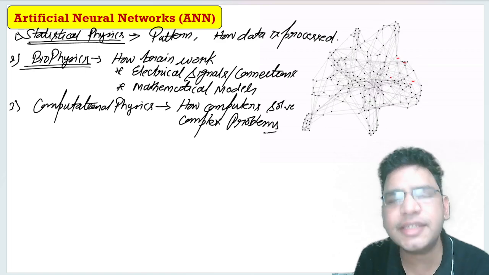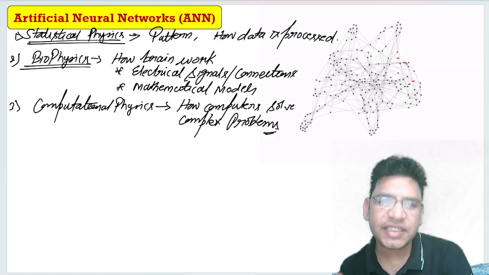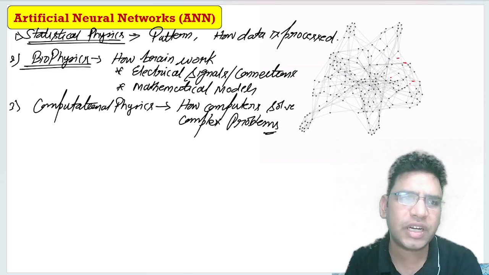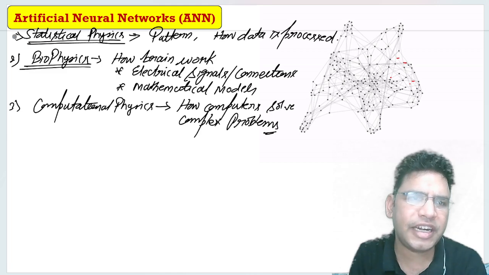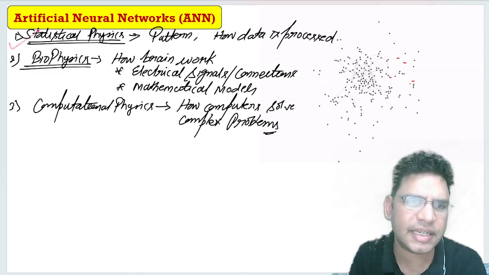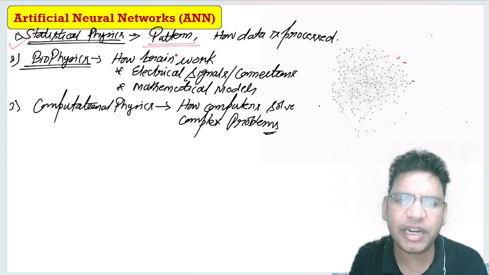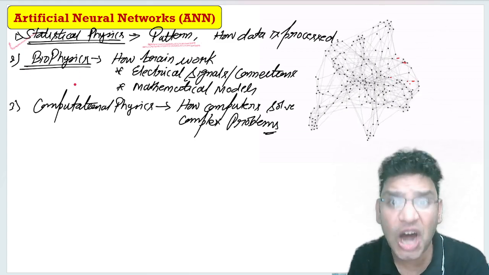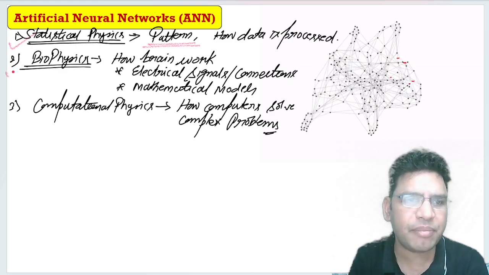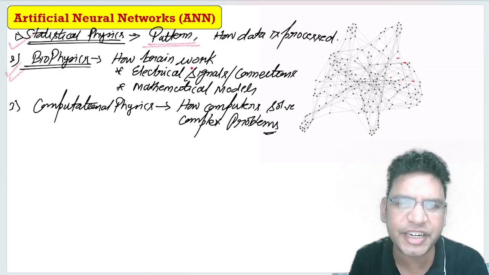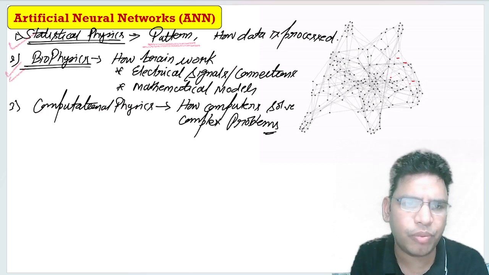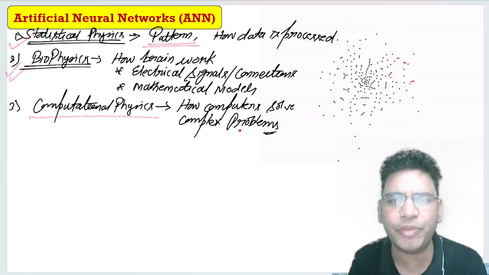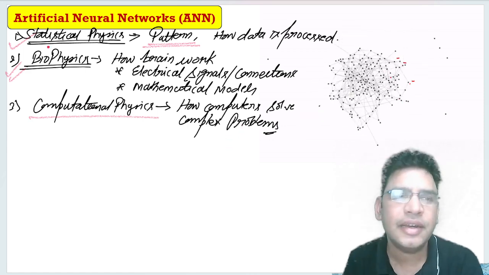This is why this year the Nobel Prize was given for physics, right? So the artificial neural network is based on three branches of fundamental physics. One is statistical physics, for pattern, how patterns are recognized and how data is processed, a large number of data basically. Then biophysics, meaning brain circuitry, how the brain works. And finally computational physics, which is based on how computers solve complex problems, right?